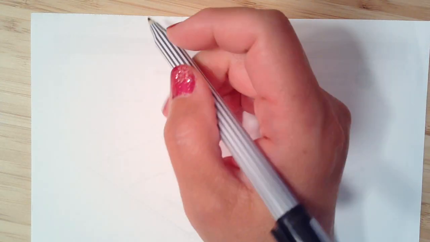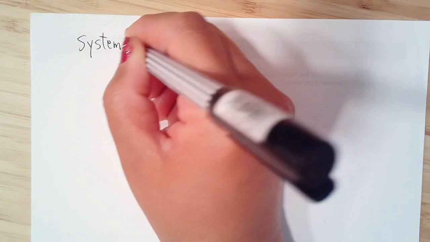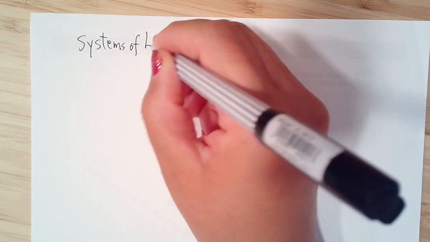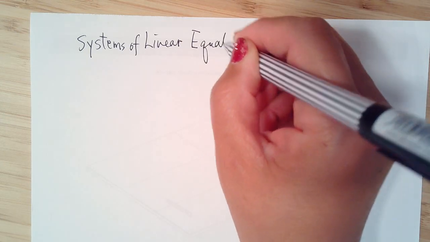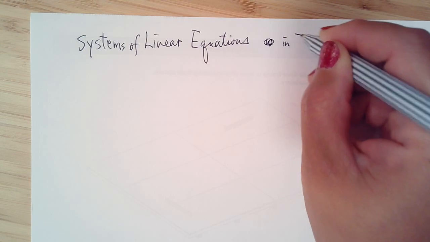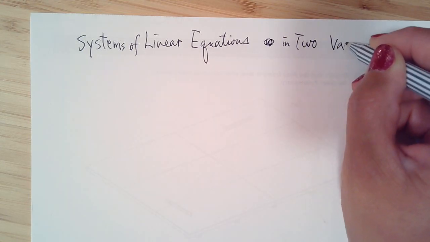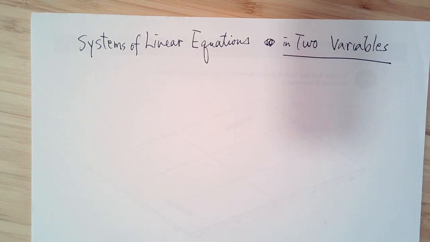Okay, starting from now, we're going to learn a new chapter, a new thing called a system of equations and inequalities. And let's start with the easiest one. That is the systems of linear equations in two variables. In two variables means x and y.